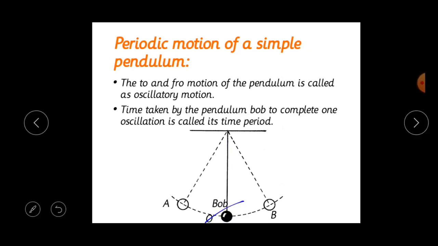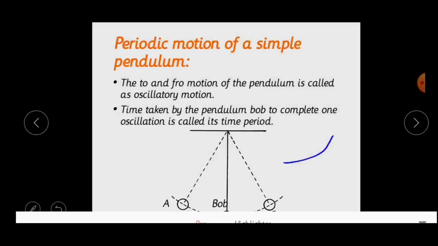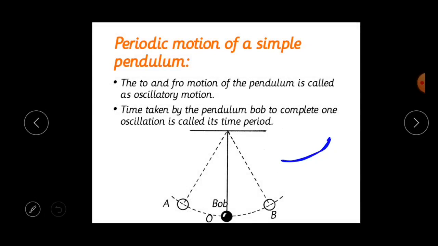When the bob of the pendulum is released after taking it slightly to one side, it begins to move to and fro. So the motion of the pendulum like this is called the to and fro motion. Here you can see the to and fro motion.